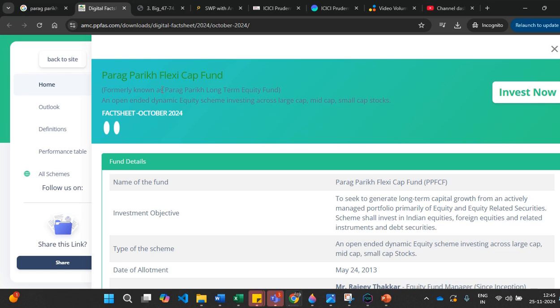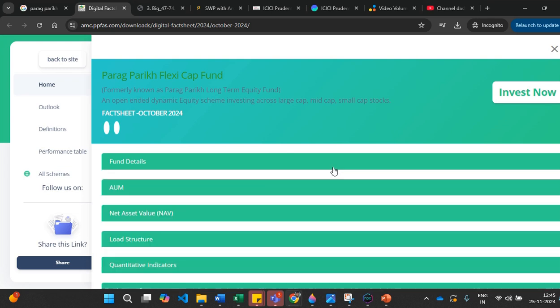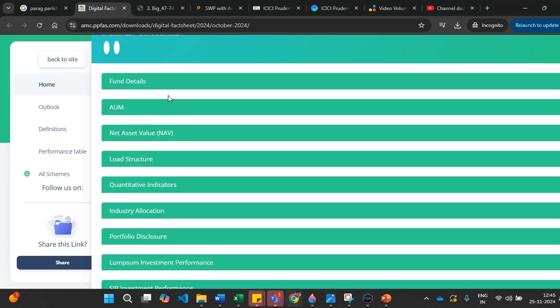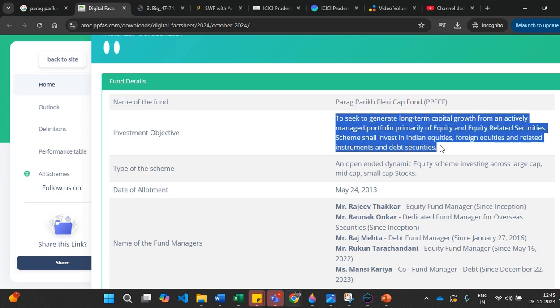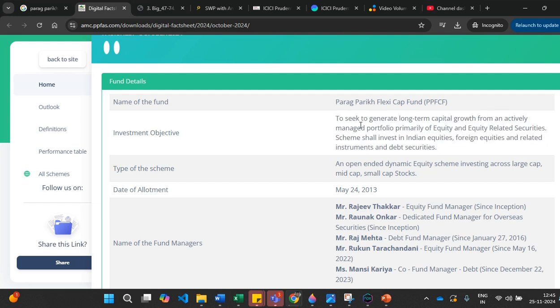So if you see, I have taken Parag Parikh Flexi Cap Fund as an example. Again, it is for education and I'm just telling you for explanation. It will give all the details. I don't want to go theoretically, that's why I came to a live example. First, it talks about the fund details. This Flexi Cap Fund, what is its main objective? By seeing this only, you'll understand whether it is long term and where they're investing. You can see it is clearly mentioned: long term capital.